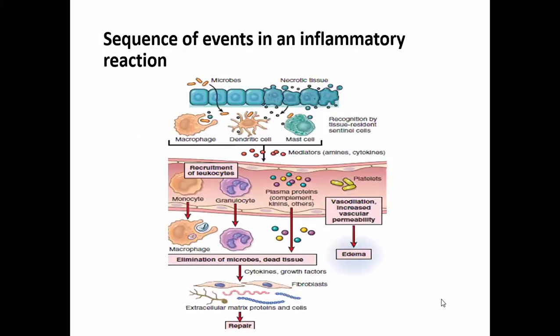So this picture shows the sequence of events in inflammation. The first is recognition. The cells recognize the microbes and the toxins, and also the damaged cells, and they liberate mediators like the cytokines and the growth factors that trigger the vascular and the cellular reaction of inflammation, like the vascular response, the blood vessel dilatation.